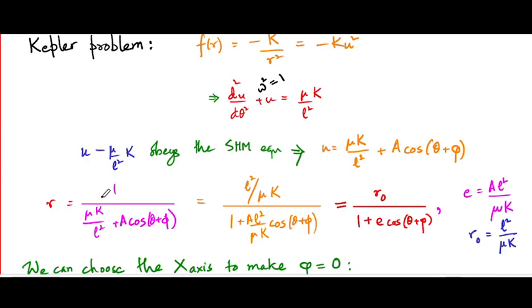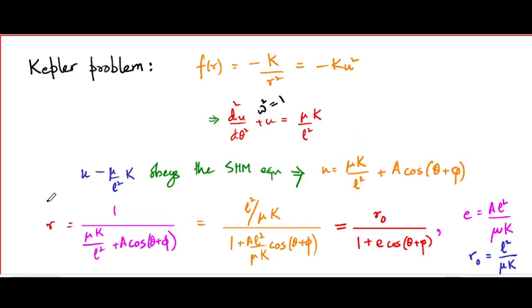r works out to be 1 over mu k over L squared plus A cos(theta plus phi). And just dividing through in the numerator and the denominator by mu k over L squared gives us this expression, which can be recast in a form which we have already seen earlier. If you just call this r0 and A times L squared over mu k e, you end up with r0 by 1 plus e cos(theta plus phi).